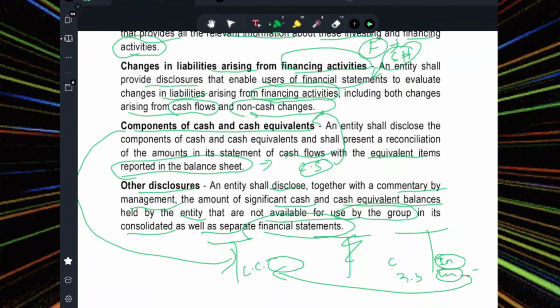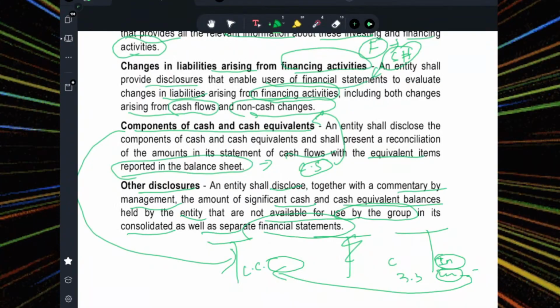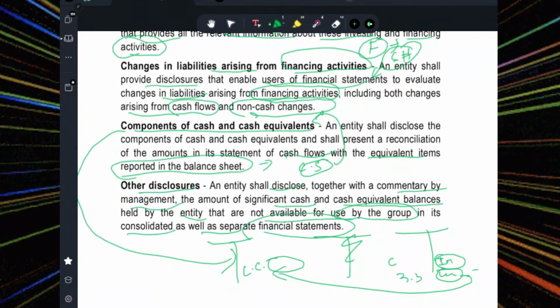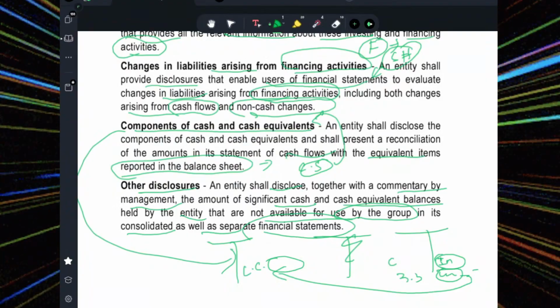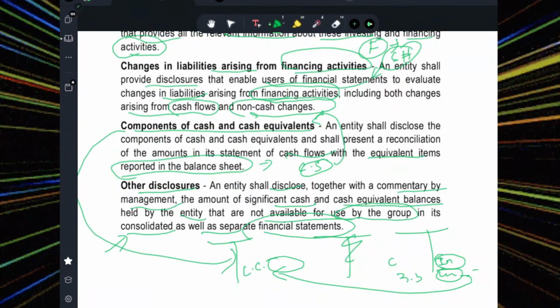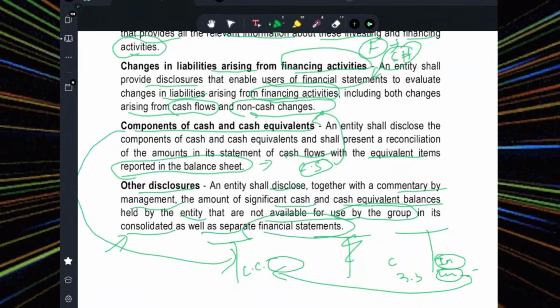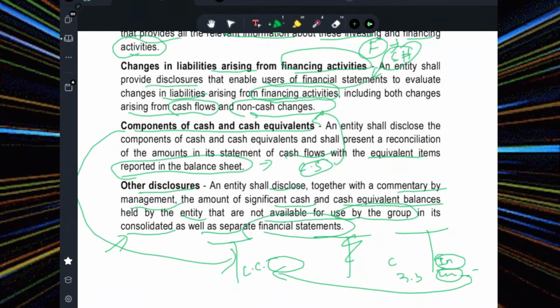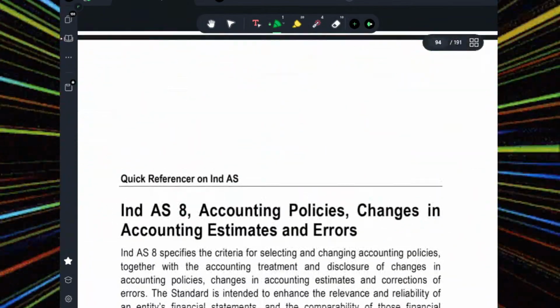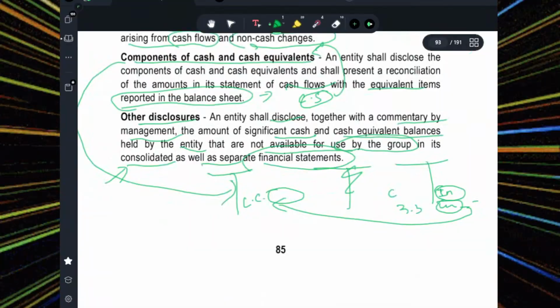This is the other disclosure: the cash held by the entity that is not available for use by the group, in the consolidated as well as separate financial statements. What they can use, what they cannot use. What is cash, what is non-cash, they need to disclose. What cash they can use, what cash they can't use. They need to establish this in the other disclosure report. Thank you.